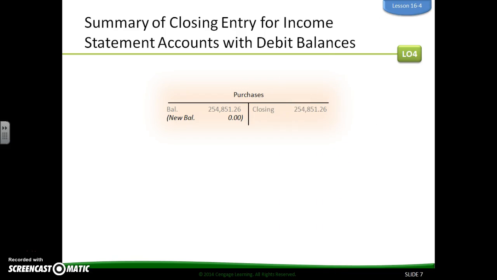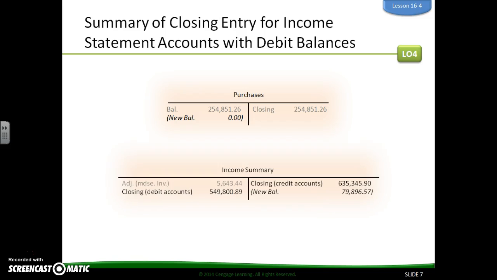All right, so summary of closing entry for income statement accounts that have debit balances. We're looking at purchases, and our purchases has a debit balance, so that means our closing entry is going to be a credit, and then on that income summary we would be looking at a closing as a credit, okay?